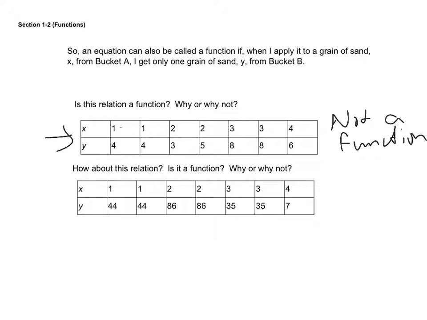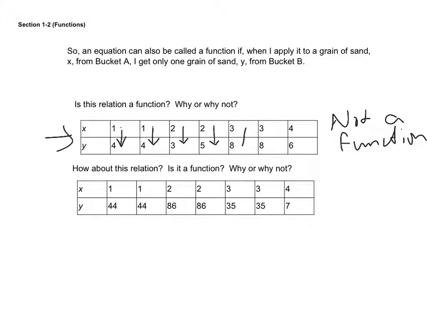So I got the value 1 here, and I also got the value 1 here. Each time 1 turns into 4. So a value of 1 for x turns into a value of 4 for y in each case. No problems there. This could still be a function. However, when I get to the number 2, one time I put in 2 and I get 3. The other time I put in 2 and I get 5. So because 2 gives me 2 separate values, I cannot call this a function.